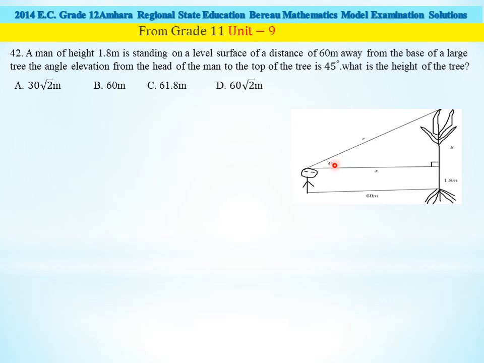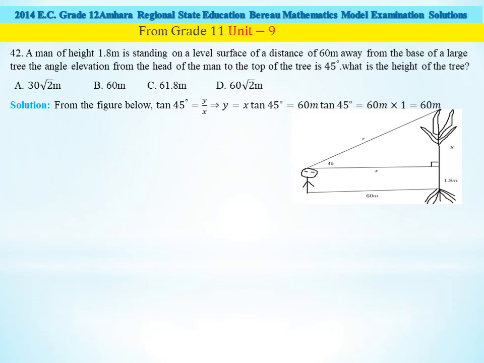So from the figure below, tan 45 degrees, which is y over x. This implies y, expressed in terms of x, is y equals x times tan 45 degrees. Tan 45 degrees is 1, so y is 60 meters times 1, which is 60 meters.